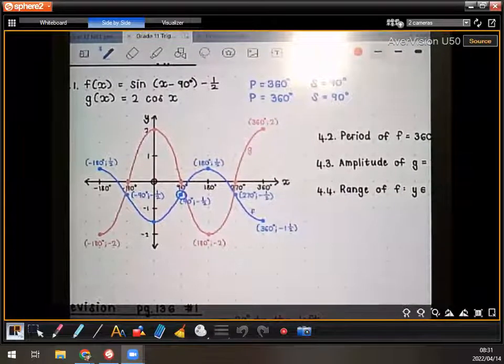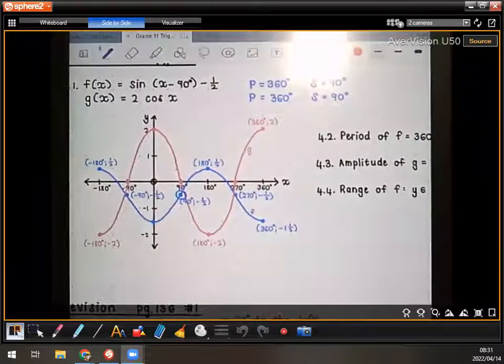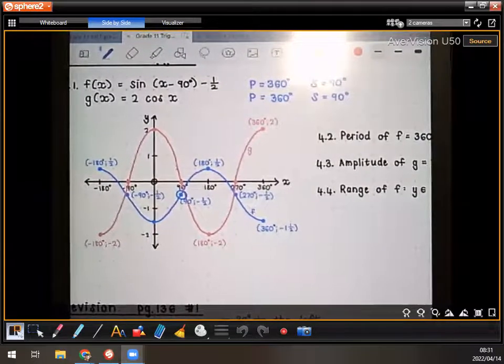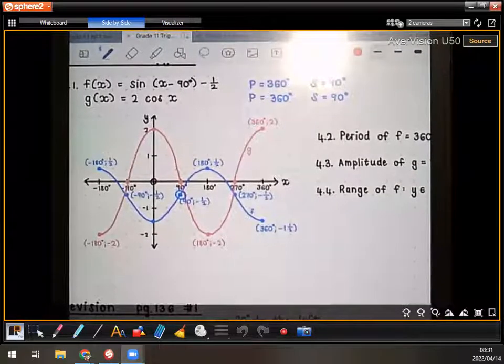Okay, the new heading is finding the equation of a trig graph. You can start writing that down: finding the equation of a trig graph.